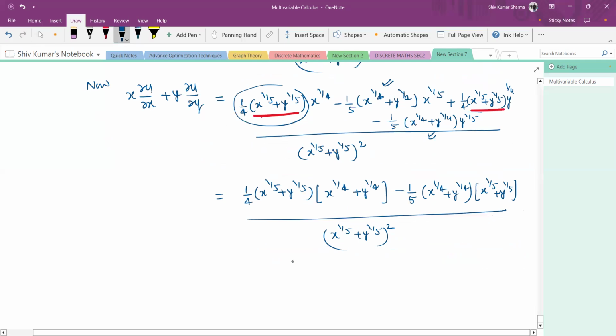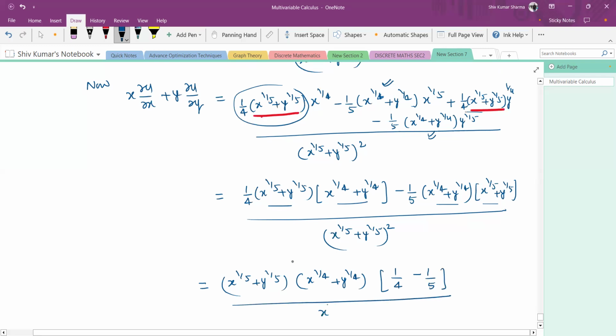we can take common from the numerator. So this term and this term, we see that are common in both the terms. So we can take common x raised to the power 1 by 5 plus y raised to the power 1 by 5, and x raised to the power 1 by 4 plus y raised to the power 1 by 4. We can take common, and the coefficient of first term is 1 by 4 and the coefficient of second term is 1 by 5 upon x raised to the power 1 by 5 plus y raised to the power 1 by 5 to the whole square. So this term will cancel the power.